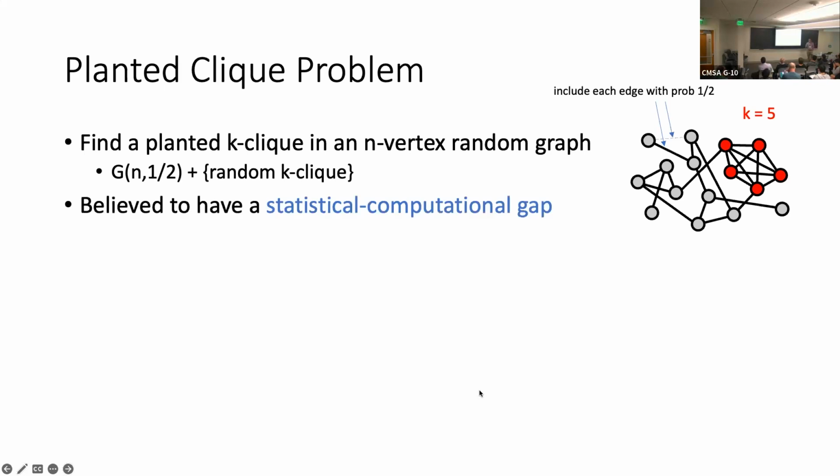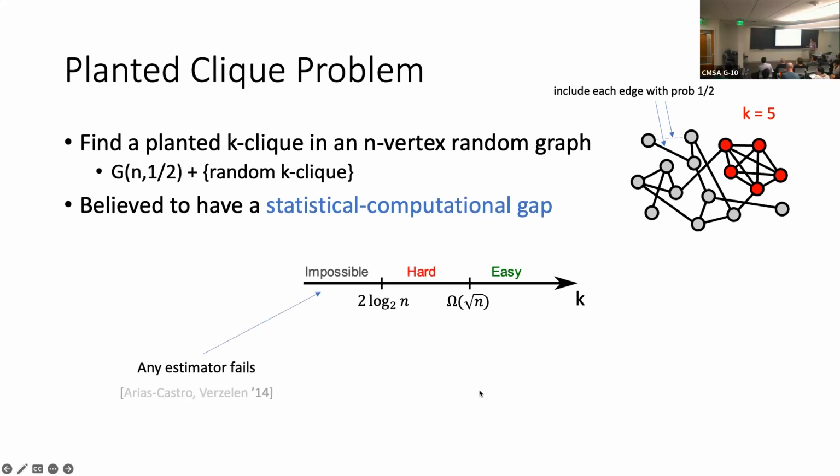And so why do we care about this problem? Well, this has become the canonical example of a statistical computational gap, which is illustrated by this picture. This is a picture of what happens as k increases, k being the size of the clique. So think of k as the signal strength, and the rest of the graph is the noise. So when k gets bigger, the problem should get easier because there's a more prominent signal to find.